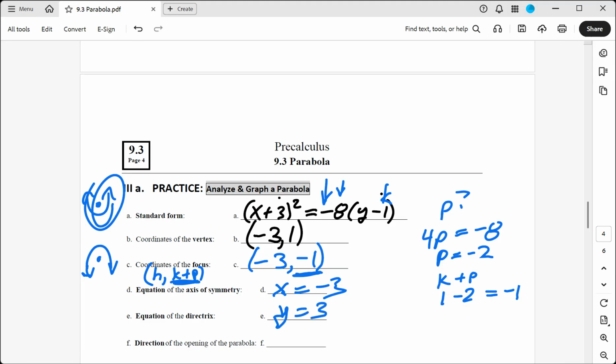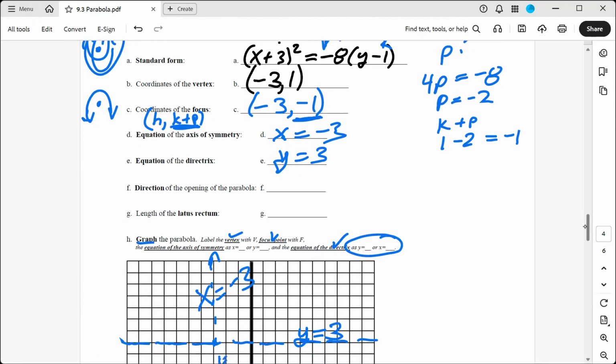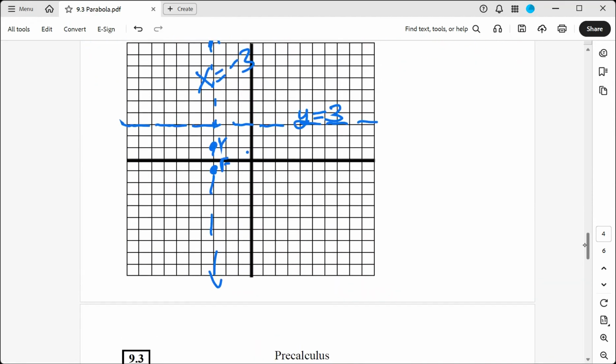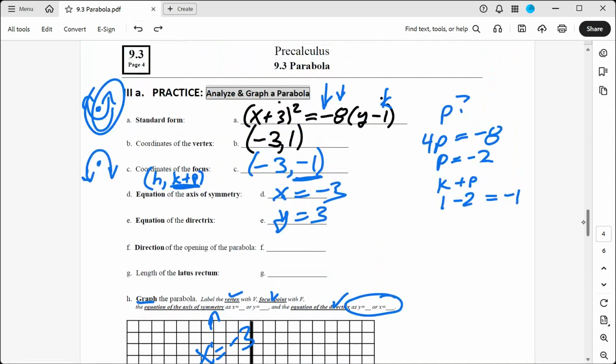Y equals +3. The direction of the opening, ooh, now I need to draw it, but I don't know whether it's this way or this way or this way. It doesn't really matter, because for this question we know it's going down. Up or down, left or right are the only answers you can give for that one.